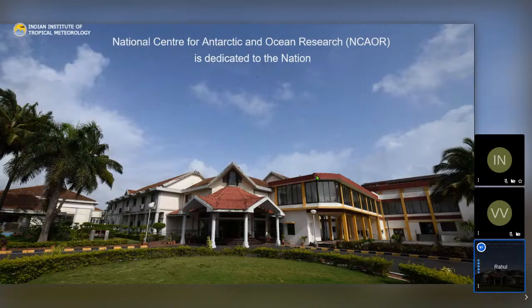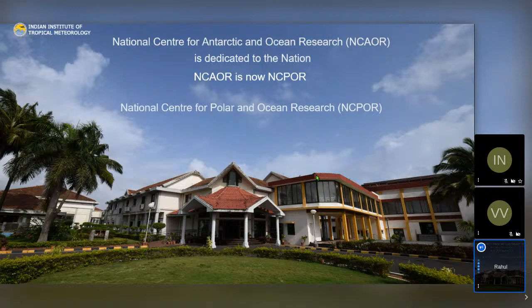A decade after Maitri, the Antarctic Study Center came up at Goa, and this was called later the National Center for Antarctic and Ocean Research, which was dedicated to the nation on 5th of April, year 2000. And the founder director was Dr. Premchand Pandey, who is now in IIT Kharagpur. NCPOR saw a new name in 2018, and it is now the National Center for Polar and Ocean Research. This was also the time when we switched our launch pad from Goa to Cape Town. So we started launching expeditions from Cape Town.